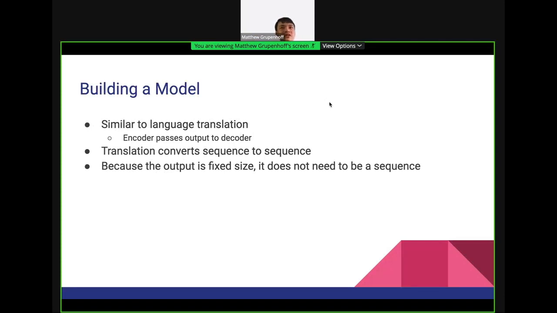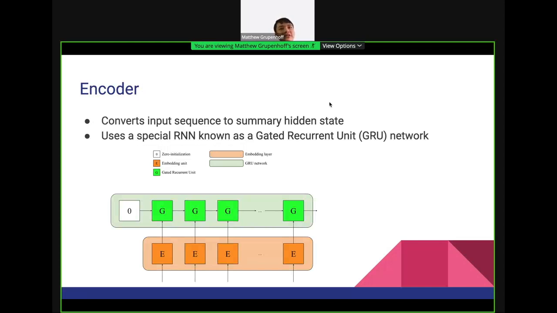So to build a model to achieve this goal, we want to do something similar to language translation, which typically has an encoder and a decoder. The encoder would pass the output to a decoder. The translation takes a sequence in and creates a sequence from the decoder. But we don't actually need to do that here, because all that's needed is just one value, which is the entire hash output. So we actually only need an RNN for the encoder part here, which is described right here.